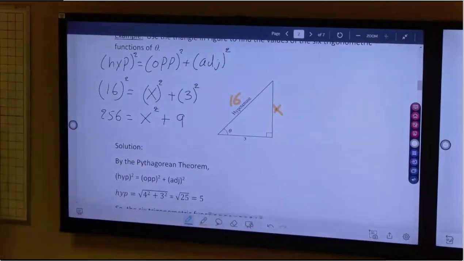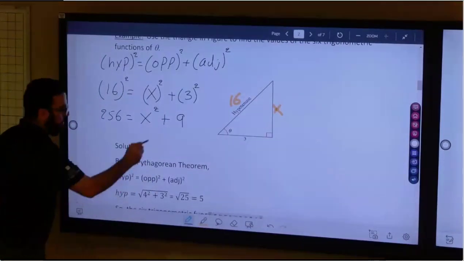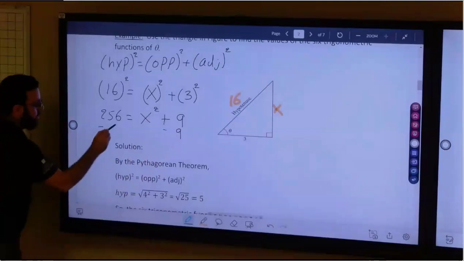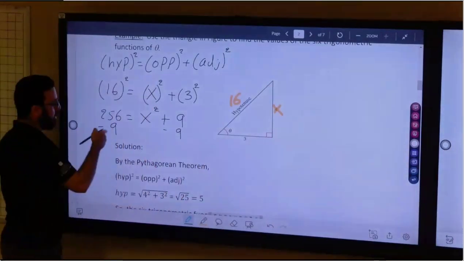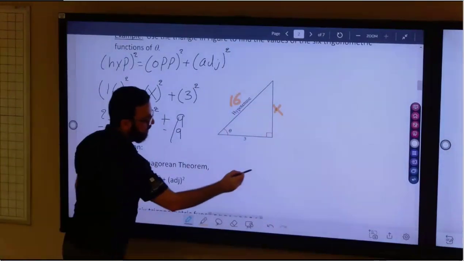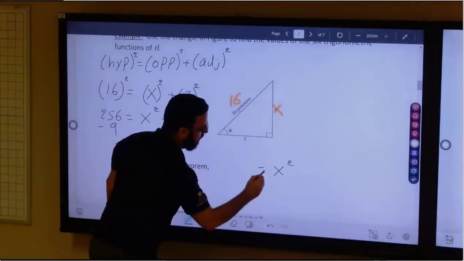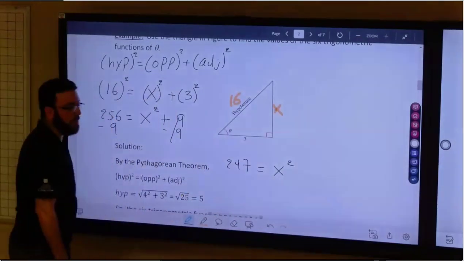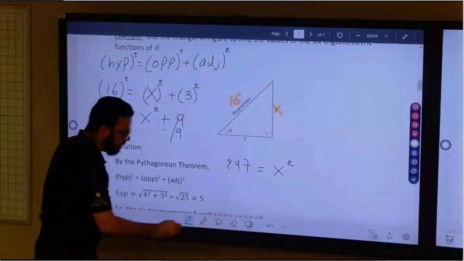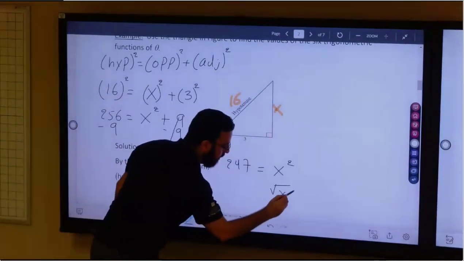And what's the next step? Minus 9 on both sides. Minus 9 from both sides. So on this side, how much is it going to be? You cancel. X squared equals what? 247. Next step, square root of both sides.